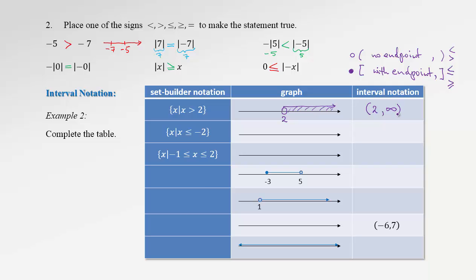There isn't any endpoint there at all. So remember, infinity will always take a round bracket. Okay, second example. Let's read this set first.